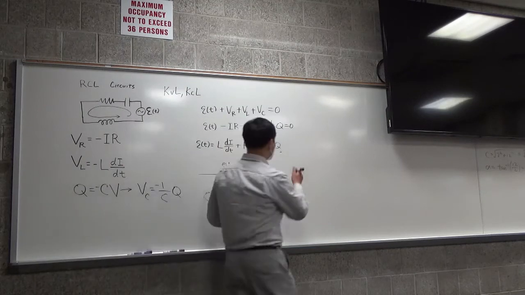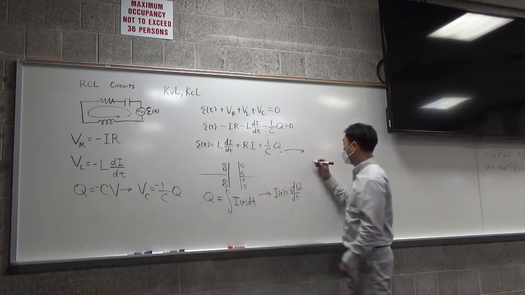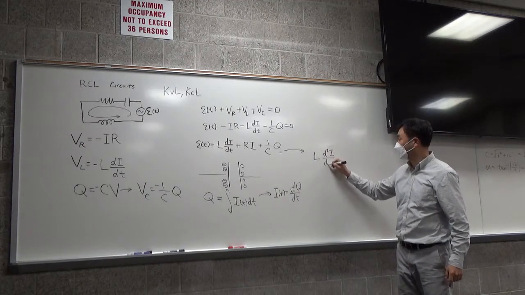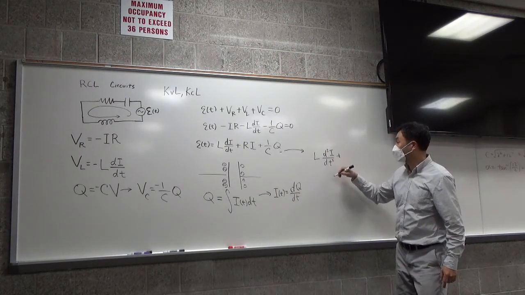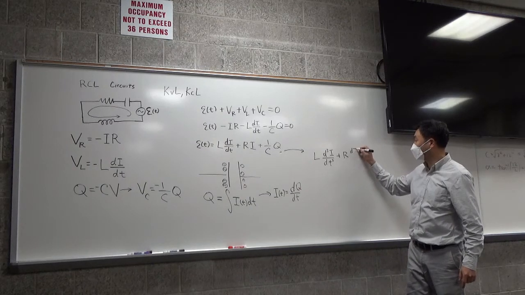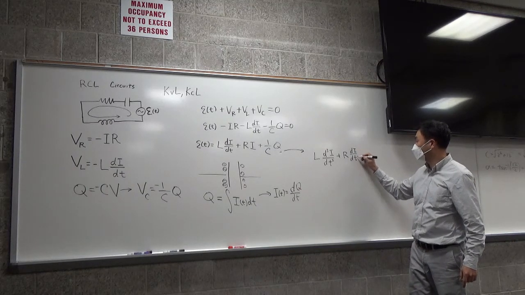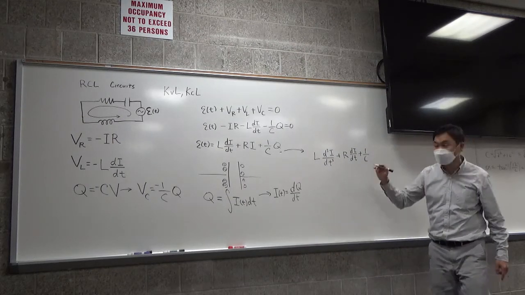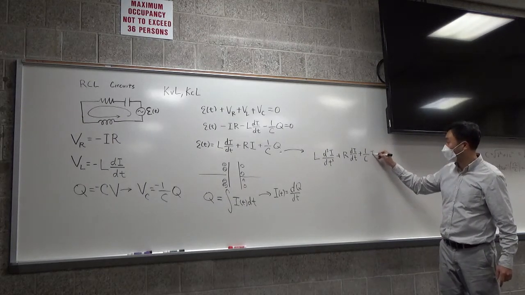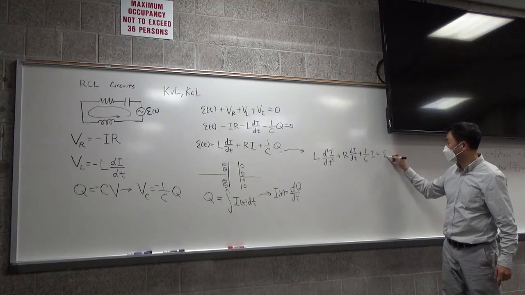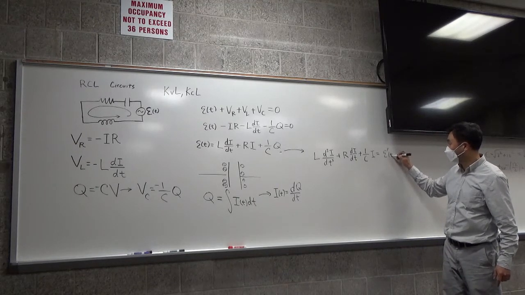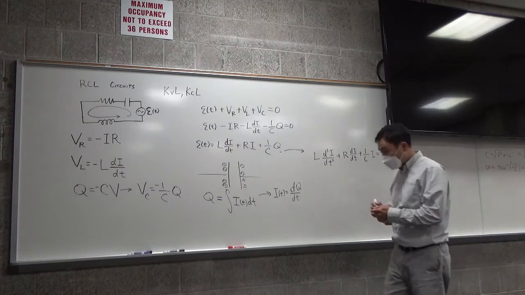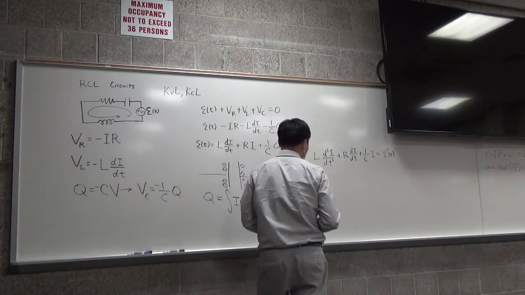And if you think about what the resulting equation would be, it would be L, now differentiated twice, and then R differentiated once, and then 1 over C, and Q is differentiated, which is I, equals the external voltage prime. And this will be the master equation that we will be working with.